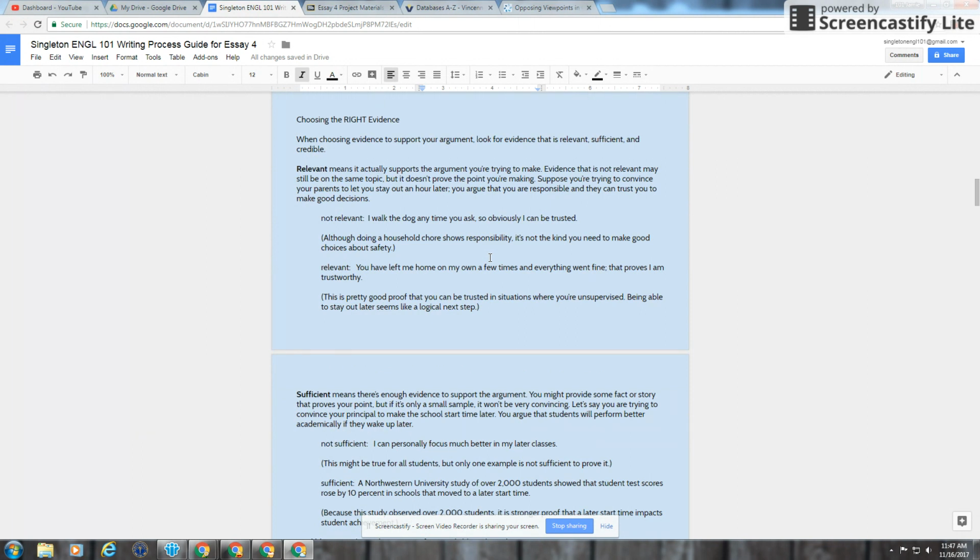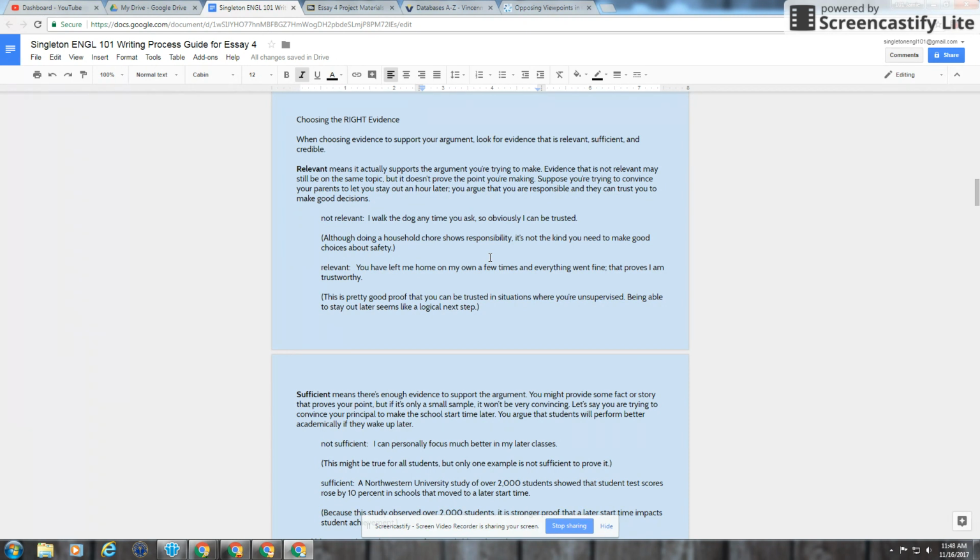It says that when you are choosing evidence to support your argument, you want to make sure that it's relevant, sufficient, and credible. Relevant means that it actually supports the argument you're trying to make. It's on the same topic. You don't want to use a piece of evidence that's completely off topic.